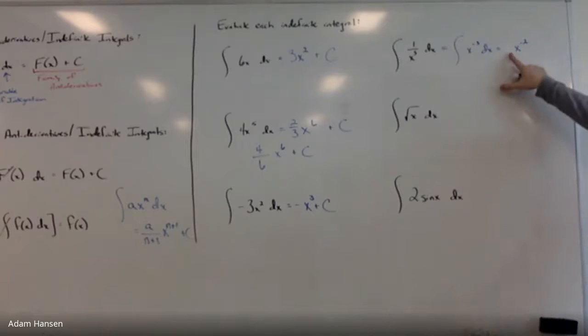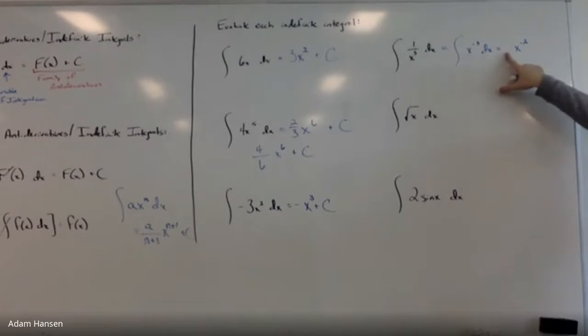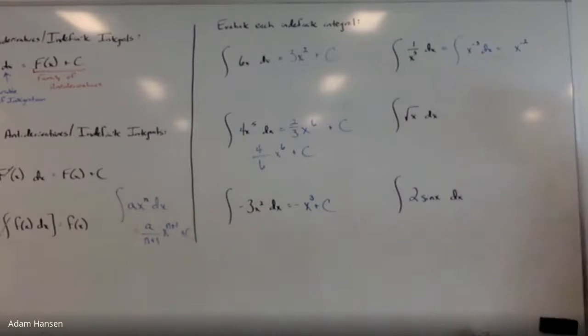Okay. What coefficient has to be out front? The derivative of x to the negative second would be negative 2x to the negative third. I want it to be 1x to the negative third. So what constant is going to get me there for my antiderivative? Is it 1/2 or negative 1/2? Yeah, negative 1/2.